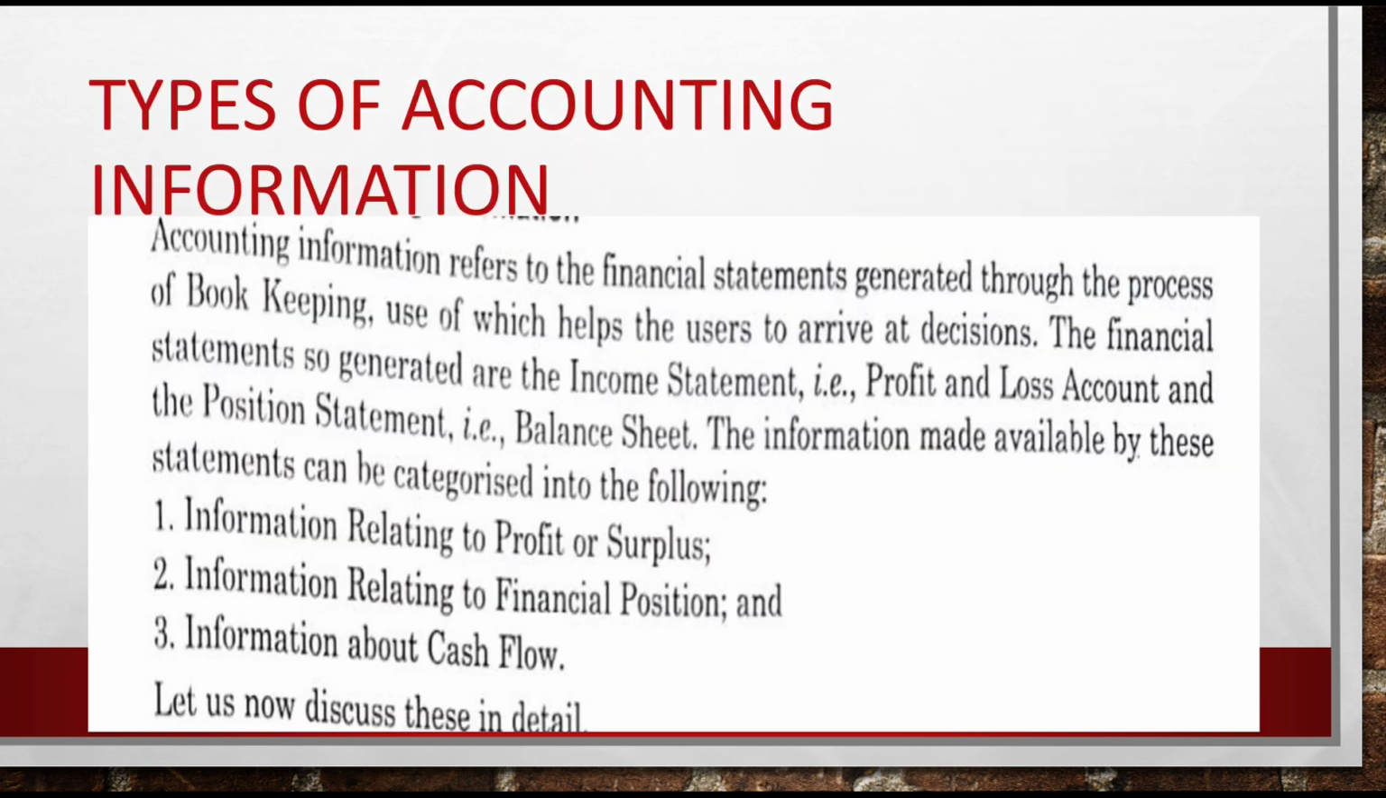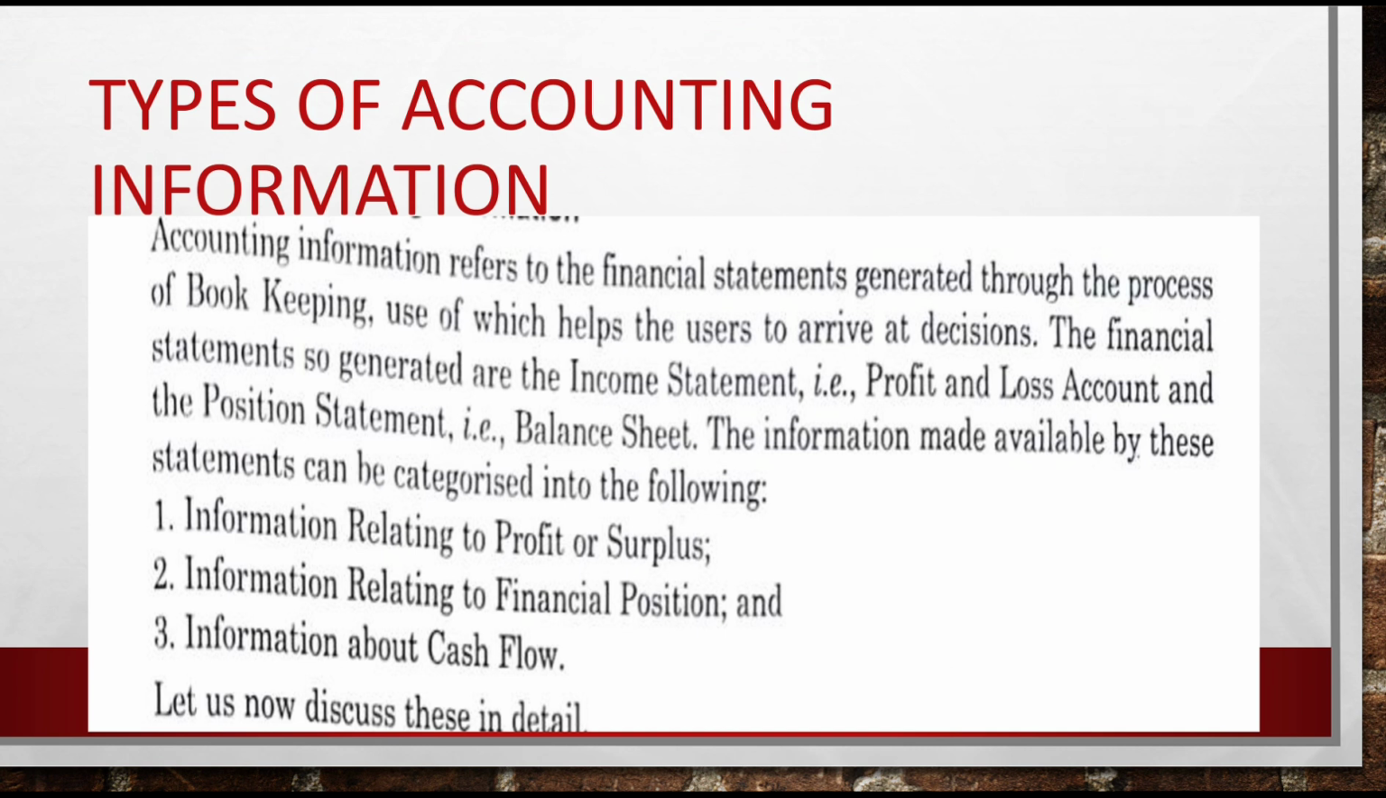Next, types of accounting information. Accounting information refers to the financial statements generated through the process of bookkeeping, the use of which helps the users to arrive at a decision. The financial statements so generated are the income statement, that is the profit and loss account, and the position statement, that is the balance sheet. The information made available through these statements can be categorized into the following.